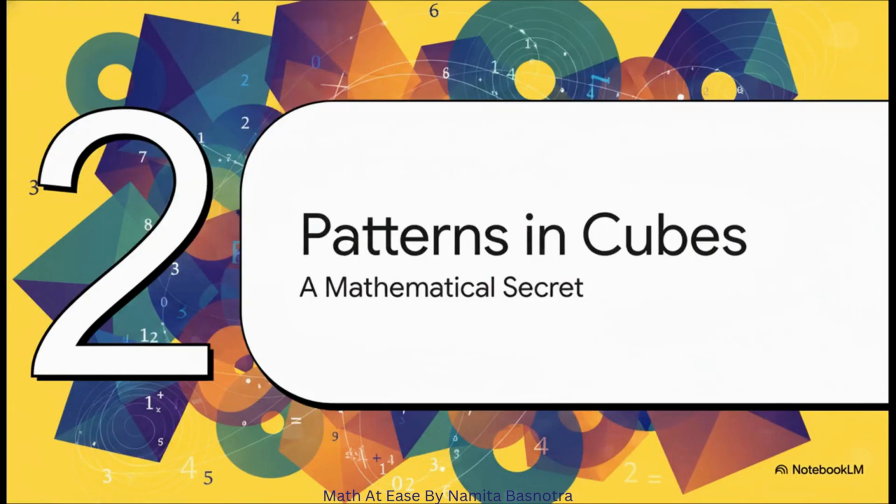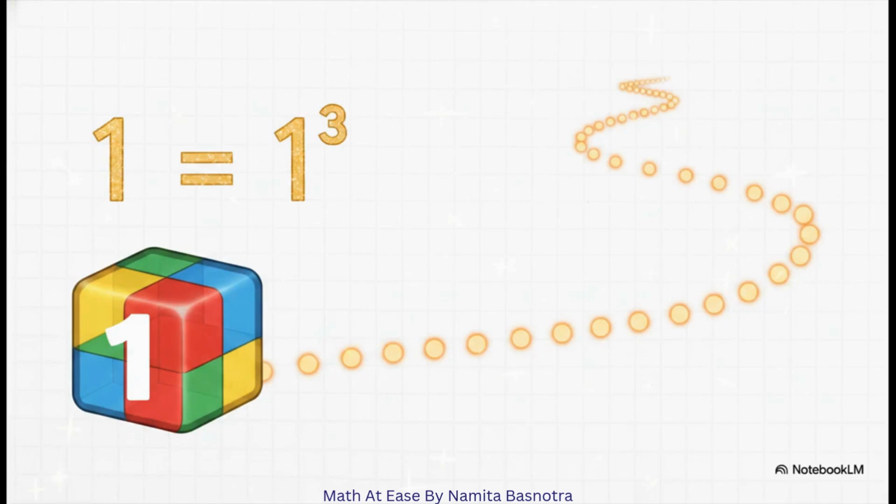Okay, this is where things get really, really interesting. Now we're going to uncover a truly beautiful, hidden pattern, a kind of secret connection between cube numbers and a totally different part of mathematics. Let's start at the very beginning. The first cube number is 1, which is just 1 cubed. Simple enough, right? But this one little building block is the foundation for an absolutely incredible pattern.